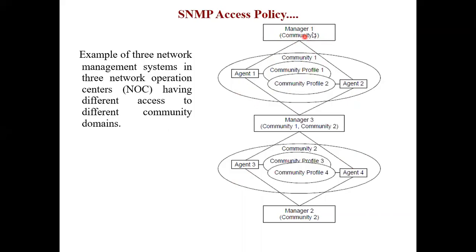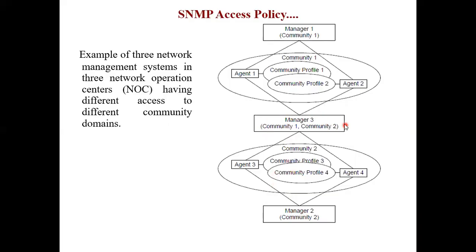So manager 1 can only communicate with agent 1 and agent 2 because they both belong to the same community. Similarly, manager 2 can communicate only with agent 3 and agent 4 because they belong to the same community 2. This manager 2 cannot get any data from agent 1, nor from agent 2, because their community is different. So I cannot get the data being manager 2.